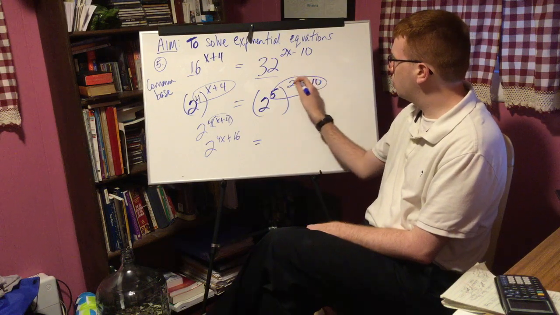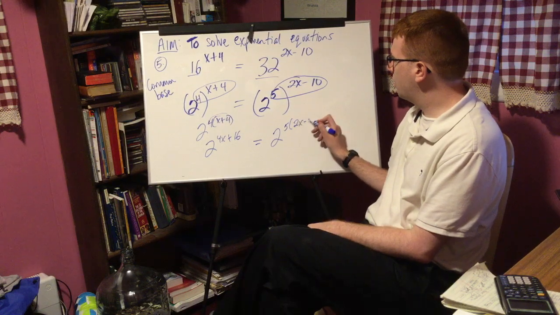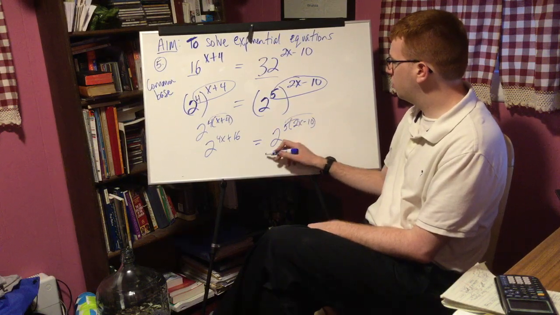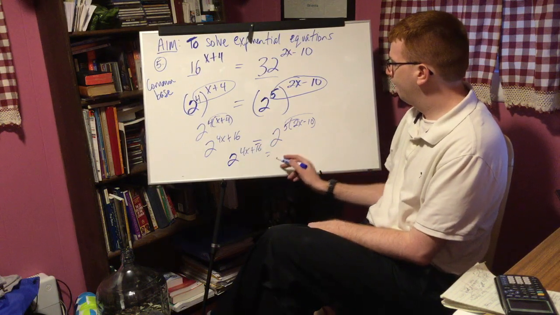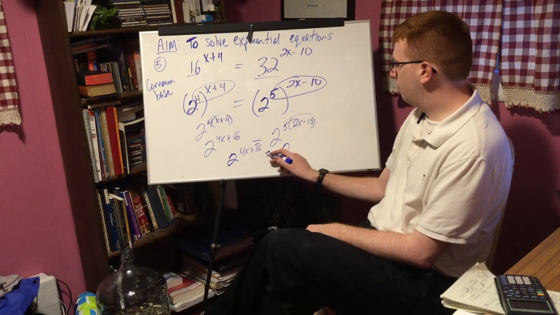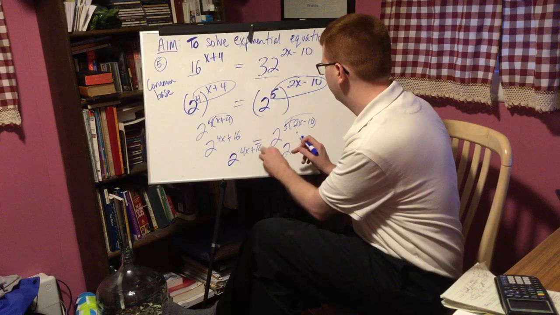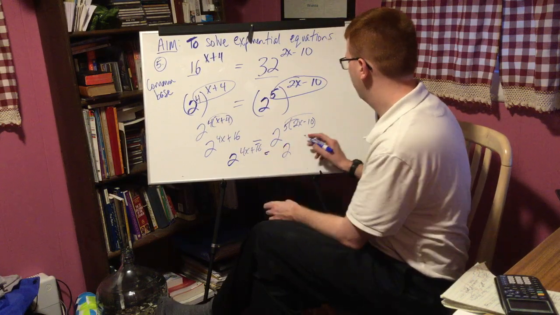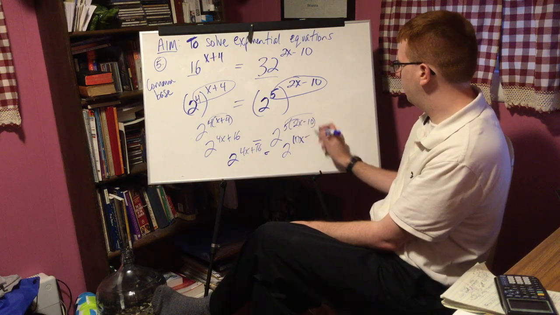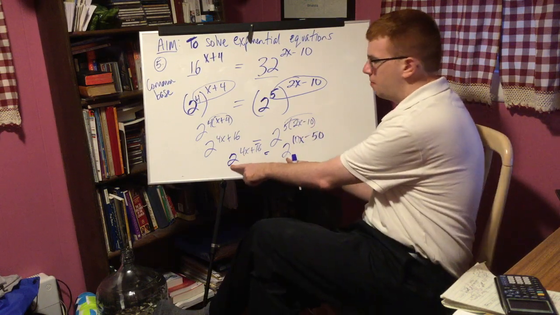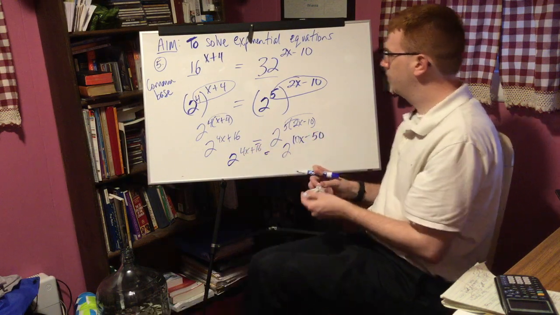Again, a power to a power, so we're going to multiply the powers, keep the base. 5 is multiplied by 2x minus 10, distribute in the superscript. And that's going to be, in the superscript over here, 10x minus 50. Same base, so now we're going to work on finding x using the exponents.